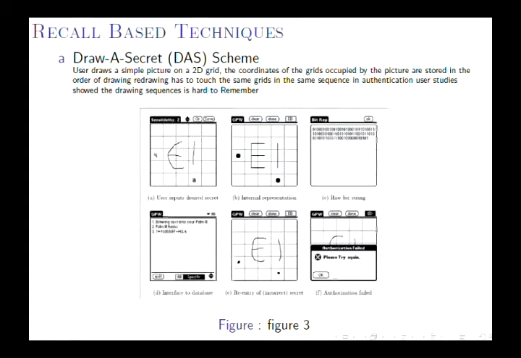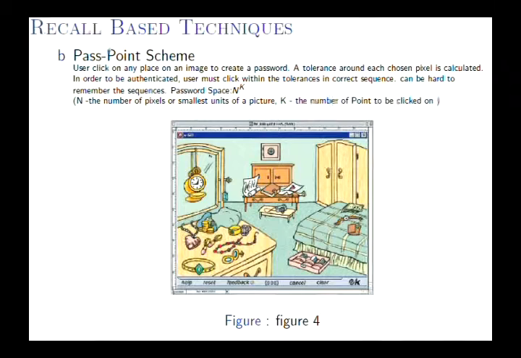This password we are going to authorize, selecting them, and then remembering our sequence. So the user draws a simple picture on a 2D grid, and the coordinates of the grid occupied by the picture are stored in order. Redrawing has to touch the same grid cells in the same sequence. In authentication, user studies have shown that the drawing sequence is hard to remember. And the second one is the password scheme.